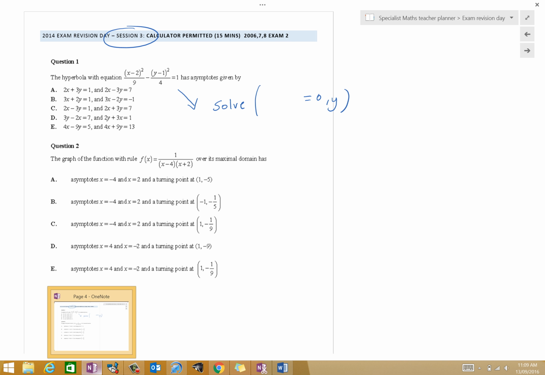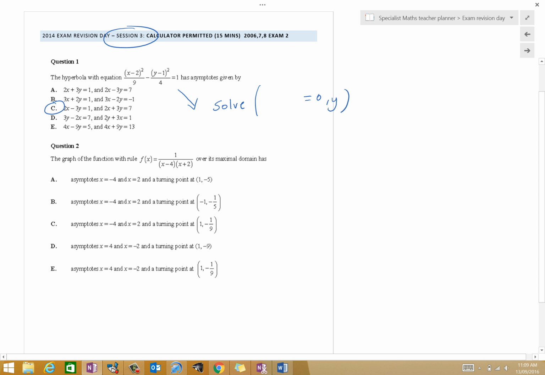Now, as it turns out, I've done that in my CAS calculator, and the CAS calculator is not going to give the answer in that format, but then you have a look at which one it suits, and I got an answer of C. Is that right? C. Okay, not going to spend too much time on that.